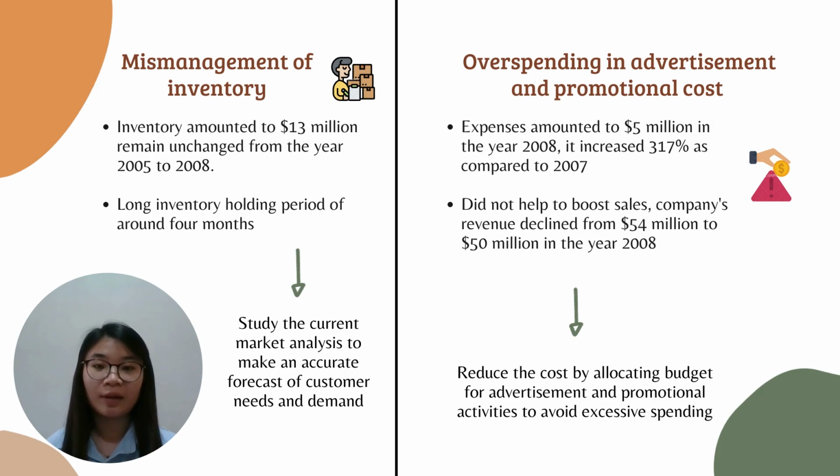As a suggestion, the finance and accounting manager should allocate a budget on the advertisement and promotional activity to avoid excessive spending. Also, the cash saved from the advertisement and promotional activities can be used for investment to get interest income, which will eventually increase the company cash flow.